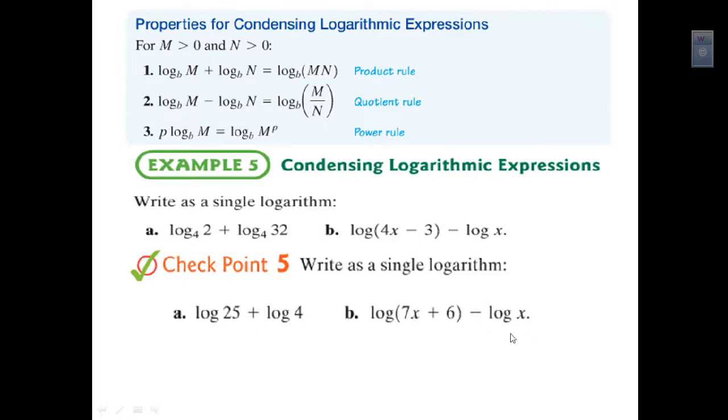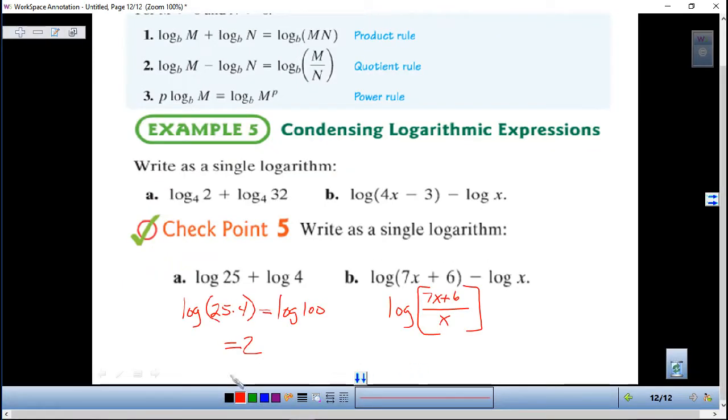Alright, you guys try these two. See what you can come up with. Simplify as much as possible. Sorry, you pause the video, work it out, and I'll show you the answers in 3, 2, 1. Alright, so here are your answers. The first one's going to simplify down to the common log of 100, which is 2. The second one is the common log of 7x plus 6 over x.